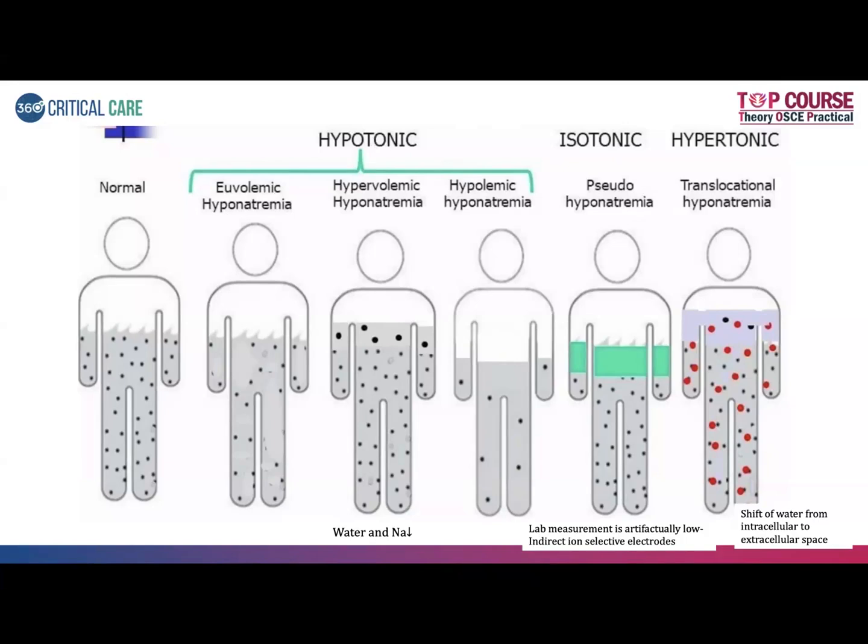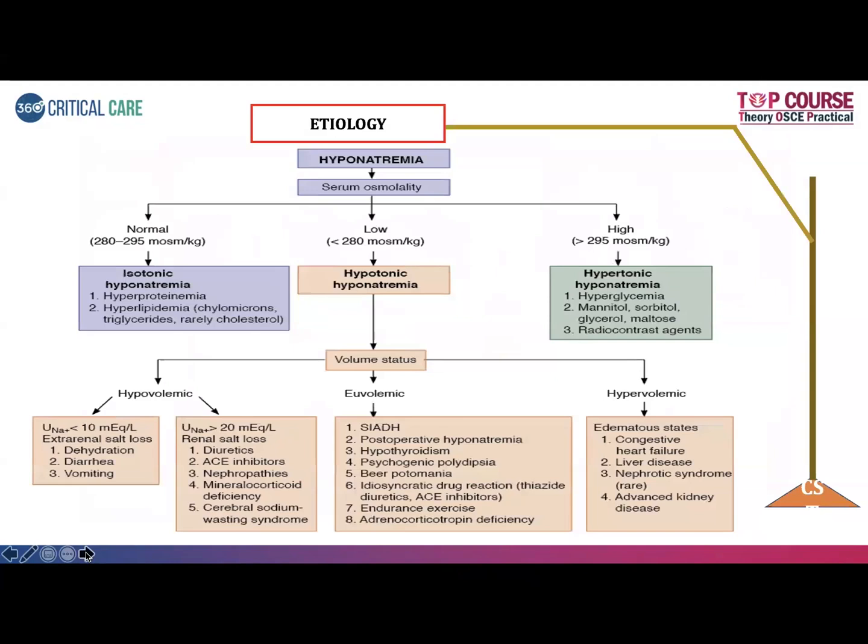So here you can divide it into euvolemic, hypervolemic, and hypovolemic. So when you're talking about hypovolemic, the actual body content of the water is also reduced and the sodium content is also reduced. Hypervolemic, the body content of the water is increased and sodium may be maintained or low. Okay, euvolemic hyponatremia, the body water content is normal, whereas the sodium content is low.